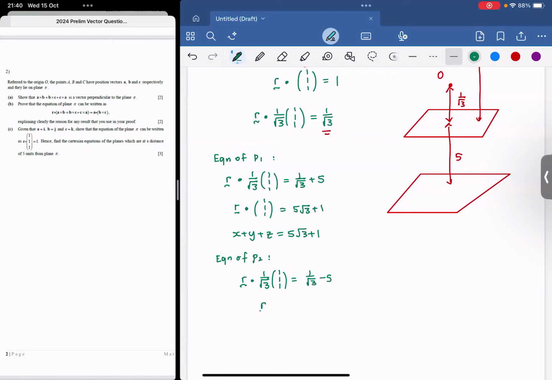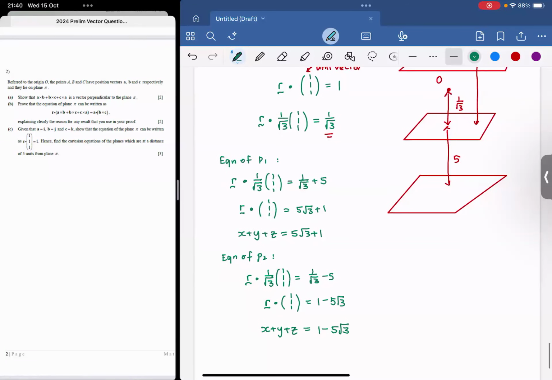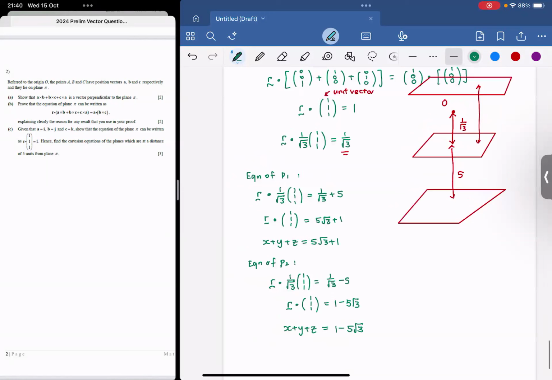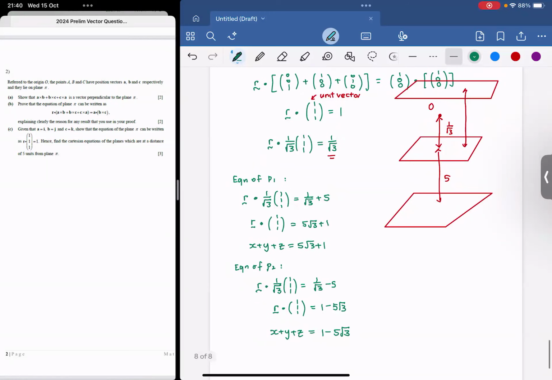So now times square root 3 throughout, so that it's easier for us to write the equation. So x plus y plus z equals 1 minus 5 square root 3. Understand? I think we only have time to complete one more question.